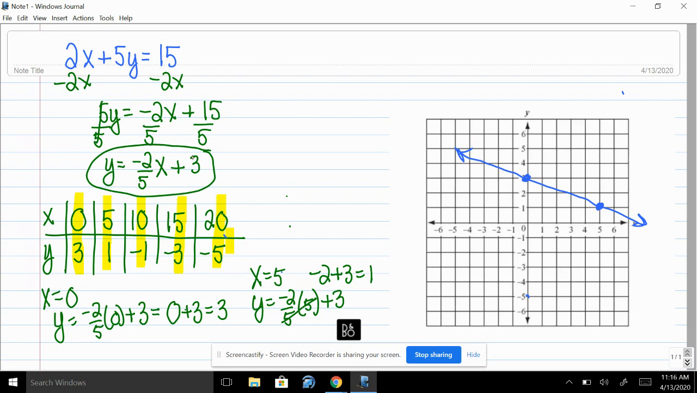Now, when you label it, you can either use the equation you changed it into, or you can use your original. It doesn't matter. They're the same thing. They're the same line. I'm going to use the original. 2x plus 5y is equal to 15. And we're done.